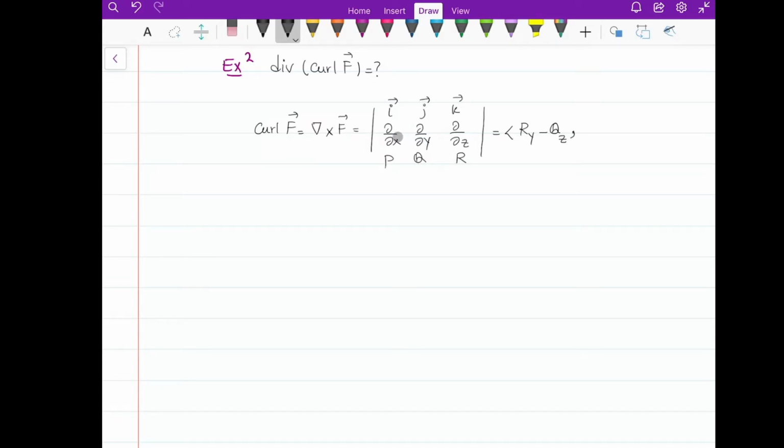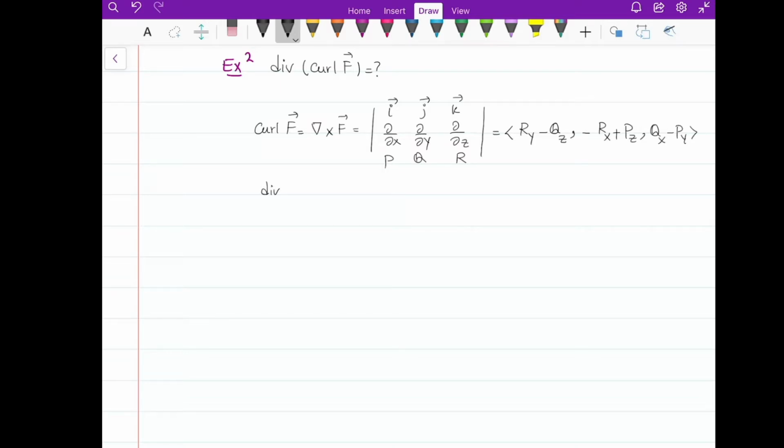It would be negative r with respect to x plus p with respect to z. And then for the third coordinate, I'm going to remove the row and column containing k. It would be q with respect to x minus p with respect to y. So I get a vector.